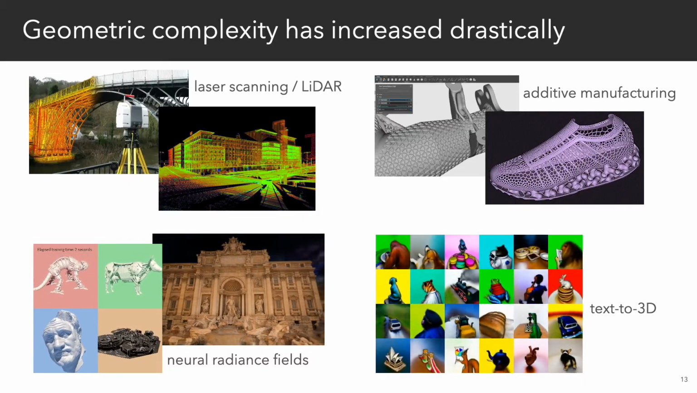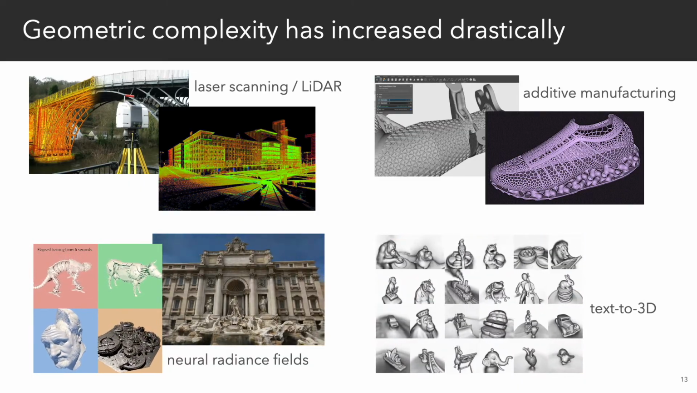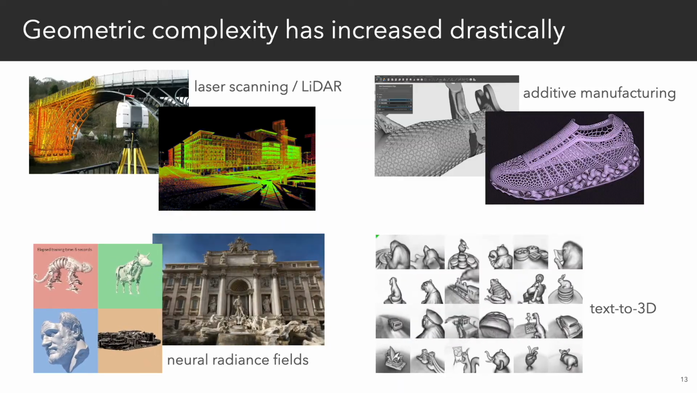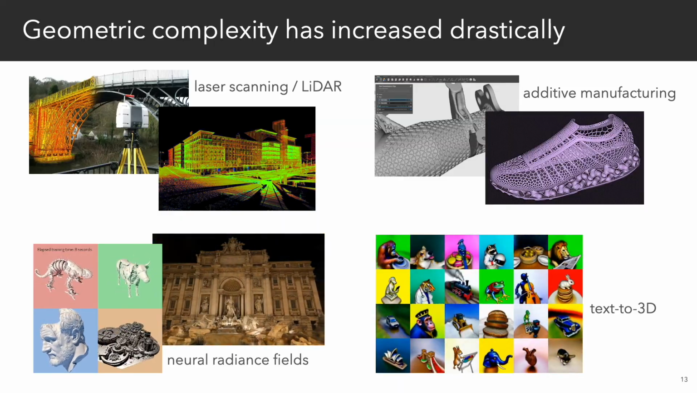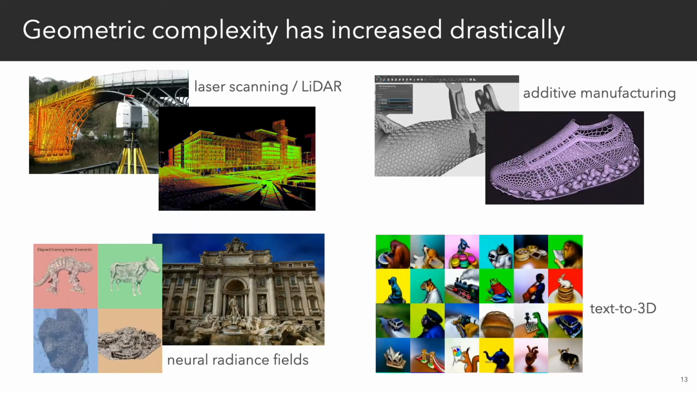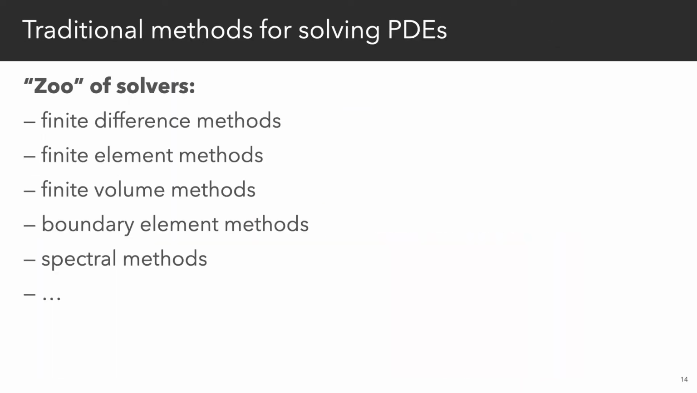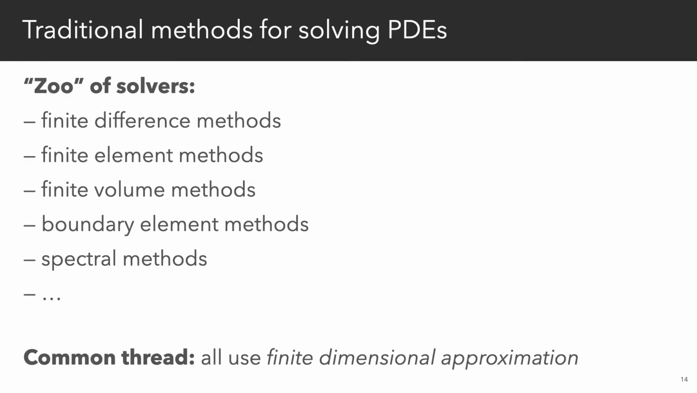Now, in recent years, our ability to model, capture, and generate complex geometry has improved drastically. But even after decades of developing methods for simulating physics, PDE solvers, ranging from finite difference schemes to spectral methods, all still struggle to handle the detailed geometry that we can visualize today. And this is because all of these numerical methods share a common characteristic. They use a finite dimensional approximation to compute the PDE solution.